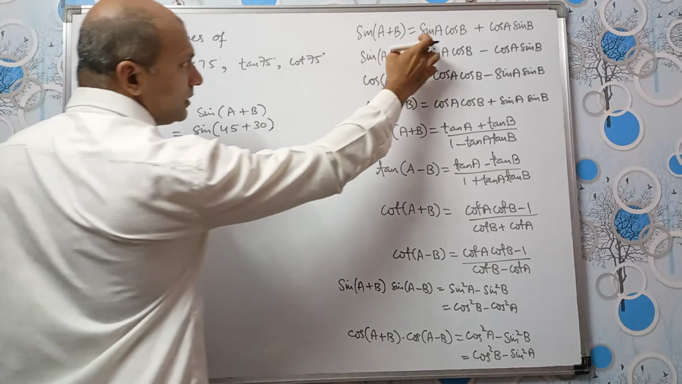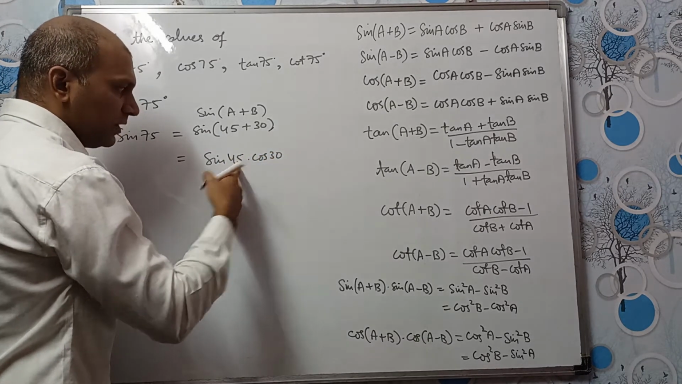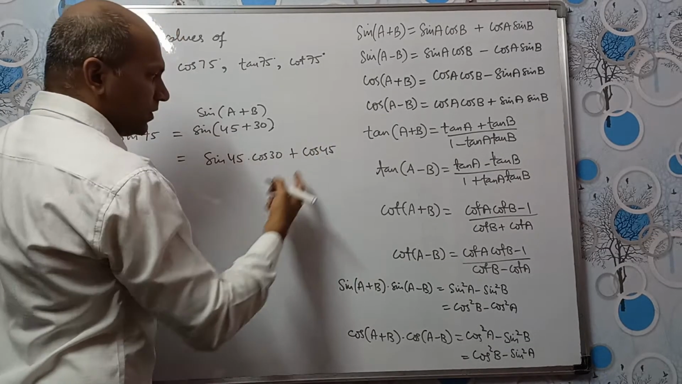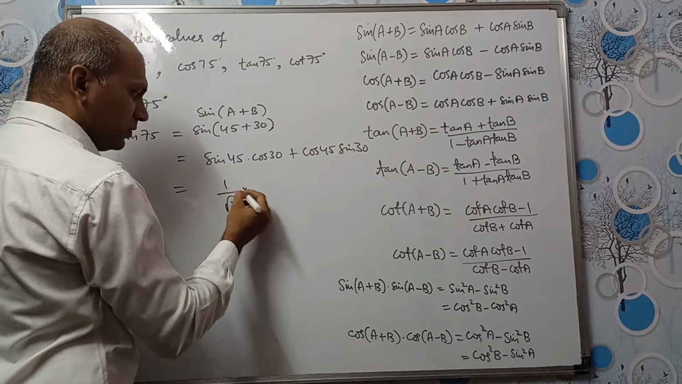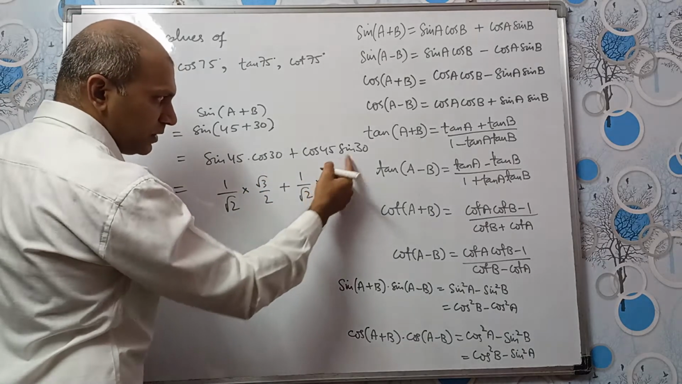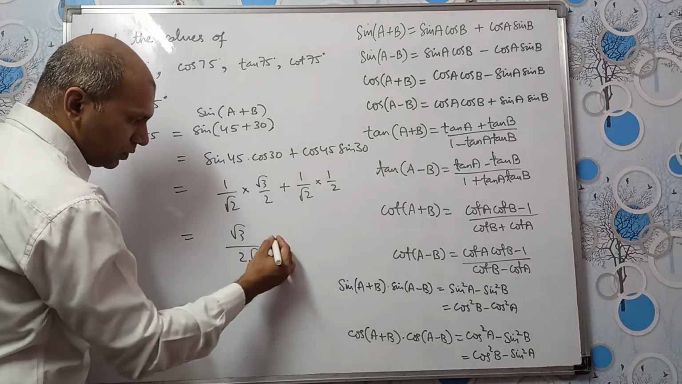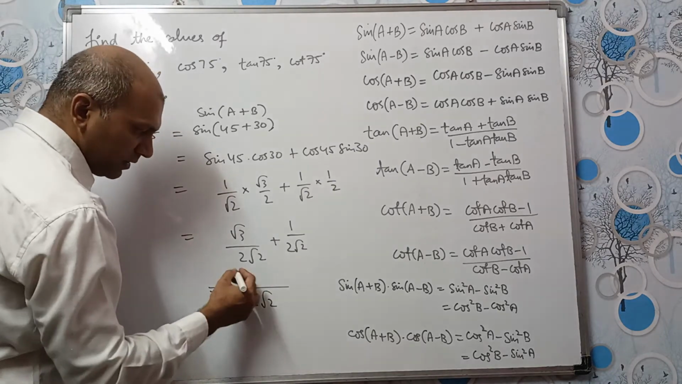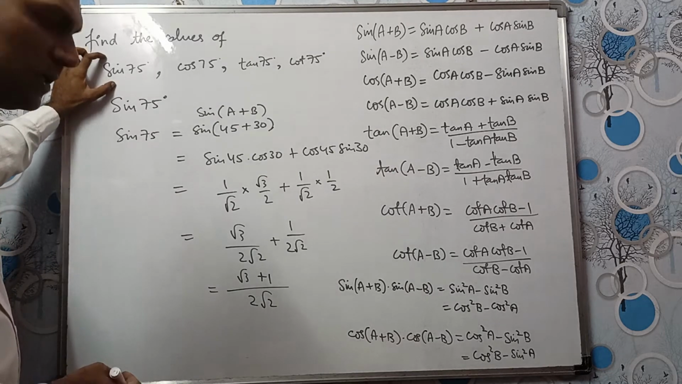So let us expand this. Sine 45 plus 30: sine 45 multiplied by cos 30. When we write sine 45, the next time it will be cos 45, so here it will be cos 45 and sine 30. We know cos 45 is 1 by root 2, cos 30 is root 3 by 2, plus cos 45, 1 by root 2, sine 30, 1 by 2. So 1 into root 3 is root 3 divided by 2 root 2, plus 1 into 1 divided by 2 root 2. Denominators are same, write it once: root 3 plus 1 by 2 root 2. So this is the value of sine 75.